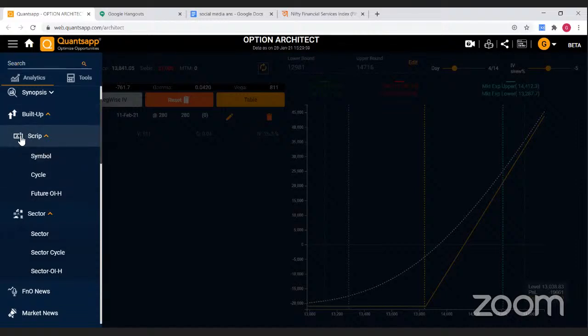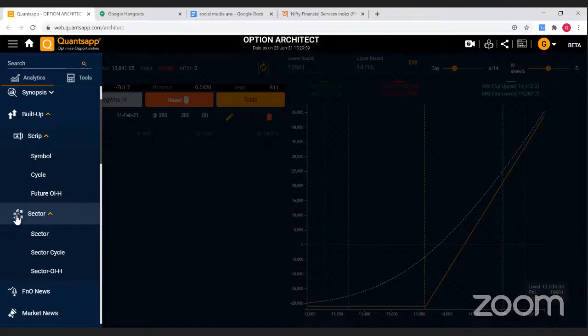So in the build-up you have two sections. The first one is the script and the second one is the sector. So, giving a small brief: first, in the script, you are looking for the build-up of a particular stock here. You're going to see the symbol-wise, today's how the build-up is going on in the whole FNO segment, the cycle of the build-up for the last 60 days, and the future OI.